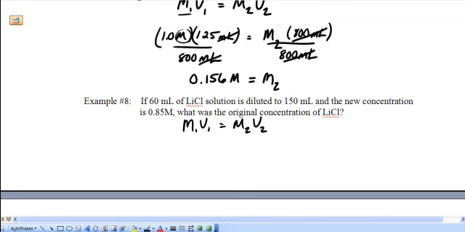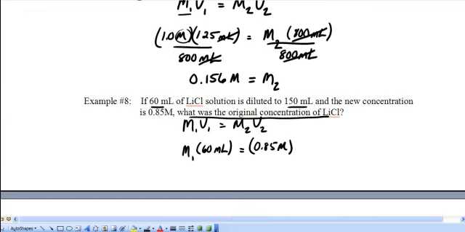Do we know the original concentration, M1? No, the question says, what was the original concentration? So, we're going to write that as a variable. V1, the original volume, is, well, we're starting at 60 and diluting to 150, so the original was 60 milliliters. The final concentration, it says, is 0.85 molar. And the final volume is 150 milliliters.